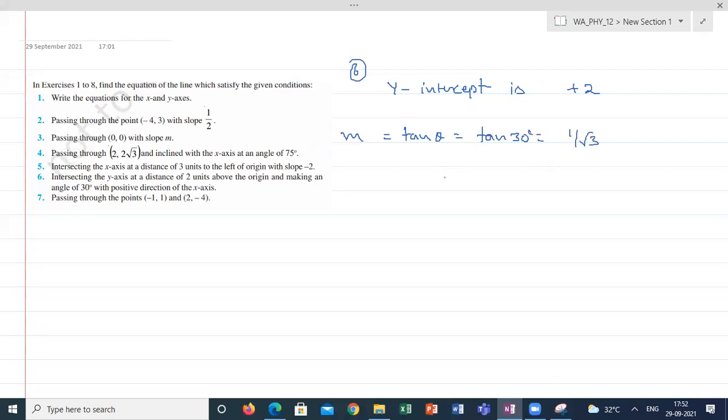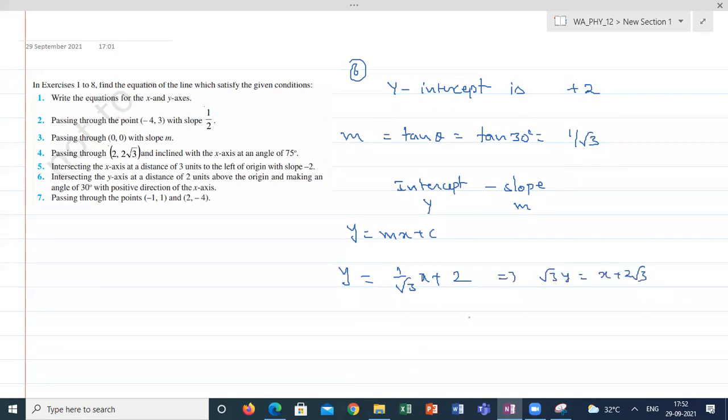So they gave the y-intercept, they gave the slope. So I am using the slope-intercept form, where the intercept is c and slope is m. So y is equal to mx plus c is my answer. If I'm substituting m as 1/√3 x plus c as 2, then from here, √3y is equal to x plus 2√3. So finally the equation is x minus √3y plus 2√3 is equal to 0. This is how we can discuss.